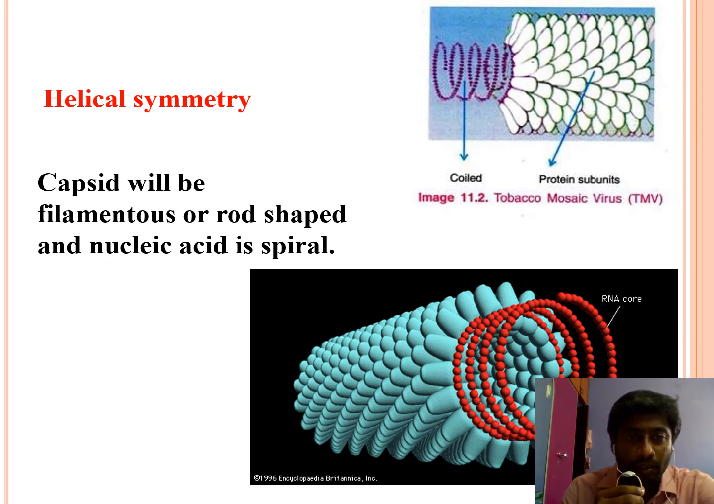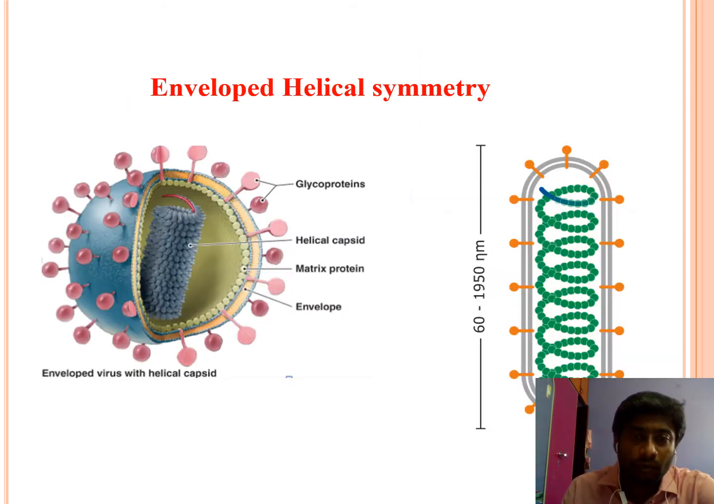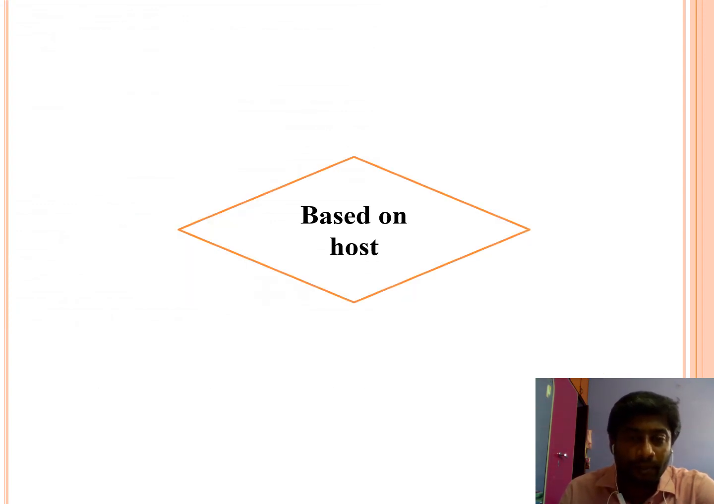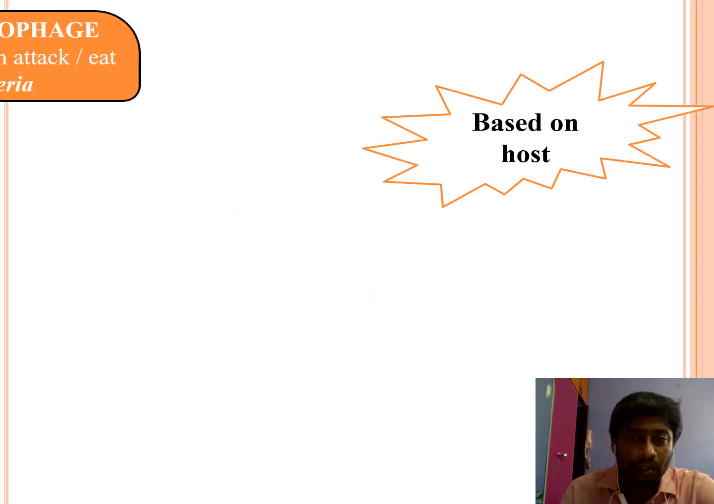And the next one is helical symmetry. In helical viruses, the first important virus to be discovered is tobacco mosaic virus. It's the best example for helical symmetry. Then enveloped helical symmetry, we have rabies virus, and even HIV. And then complex symmetry, we have pox virus. Pox virus is the best example for complex symmetry. The picture shows pox viruses. And based on those, you can classify viruses into different categories.